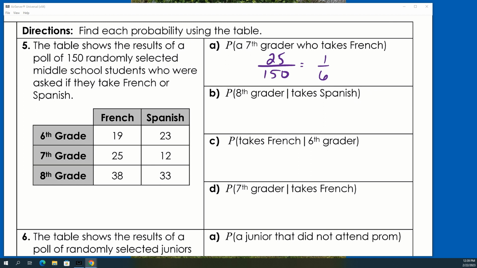So I'm going to go ahead and add up all my columns and rows. So there are 82 French people and 68 Spanish and 42 6th graders. I'm just adding the columns and the rows. 37 7th graders and 71 8th graders.